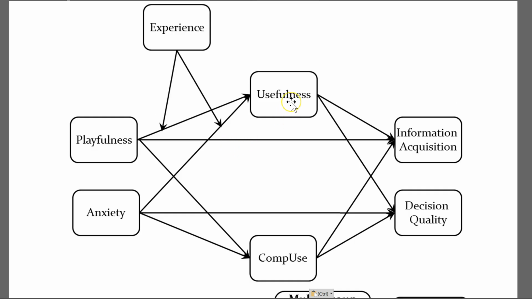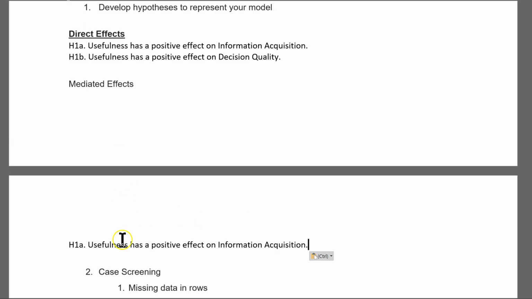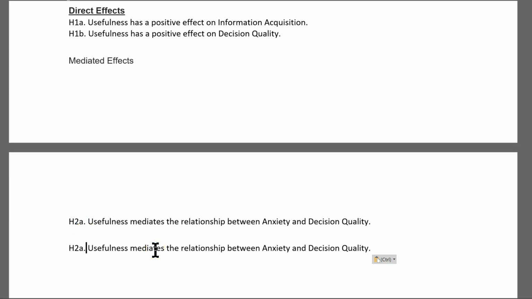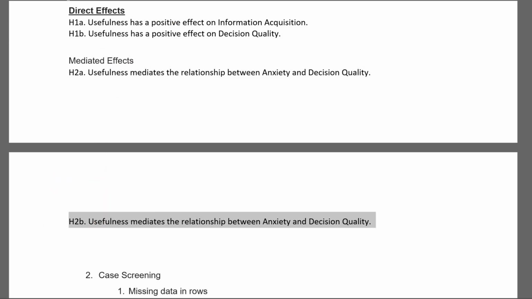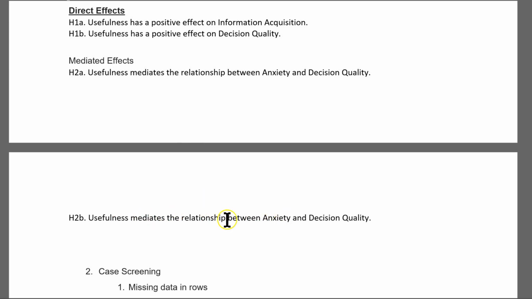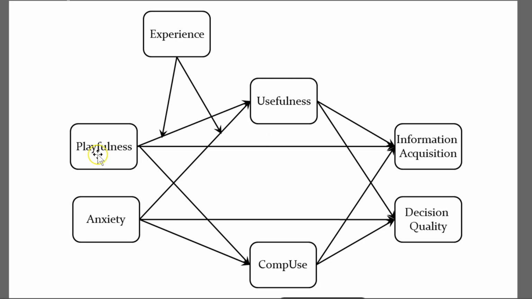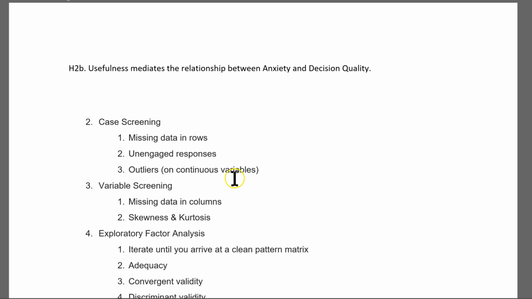And let's say that usefulness mediates the relationship between anxiety and decision quality. Here we go. Usefulness mediates the relationship between anxiety and decision quality. Let's do one more like this. This is H2A, I guess. 2A, and we'll make a 2B. There we go, 2B. Ooh, no spacing. No spacing. Okay. And this will be usefulness mediates the relationship between how about playfulness and decision quality? That way we're just nice and easy here. Playfulness.